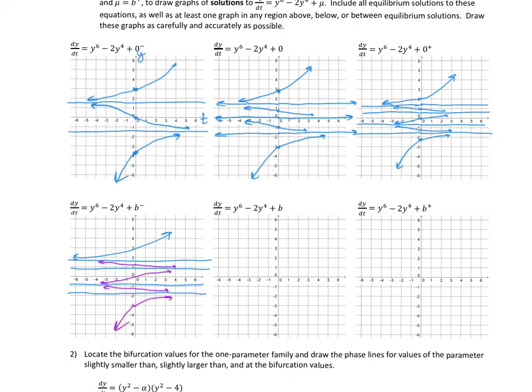Okay, at the bifurcation value, there are just 2 equilibrium solutions. They look like they're about 1.25 and negative 1.25, something like that. We'll just say a little bigger than 1 and a little less than negative 1. And then pick an initial condition between, above, and below each of those. And this one is increasing. The one in between is also increasing. And also increasing.